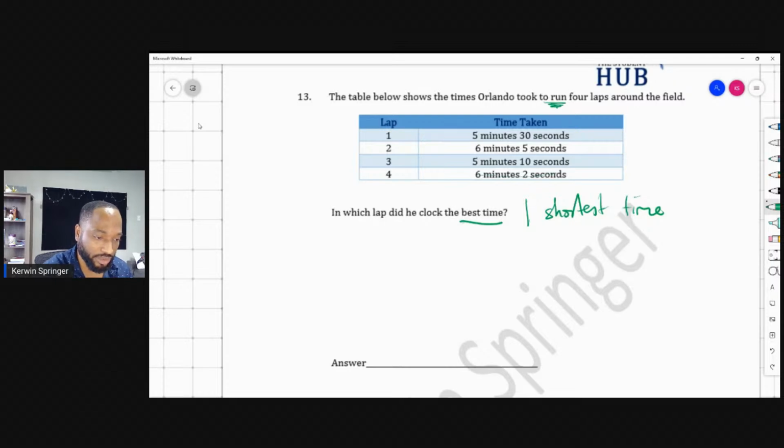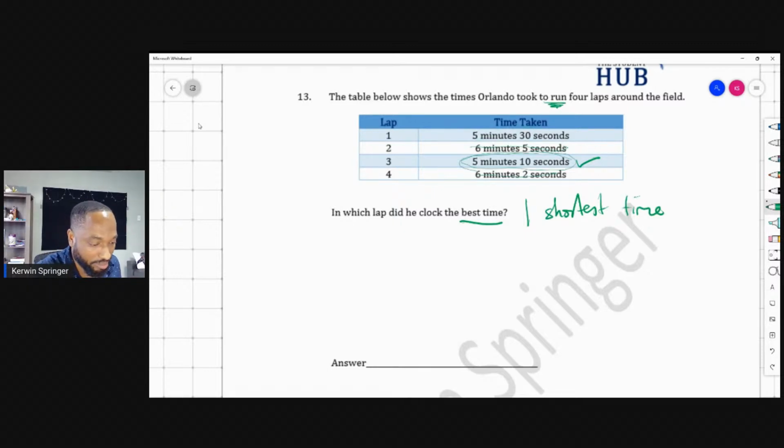So I'm seeing these 6 minutes ones will be out. The best time would be 5 minutes, 10 seconds. Unless he's trying to come last. If he's trying to come last, well, 6 minutes, 5 seconds is the best time. But other than that, this is 5 minutes, 30 seconds. This is his best lap.